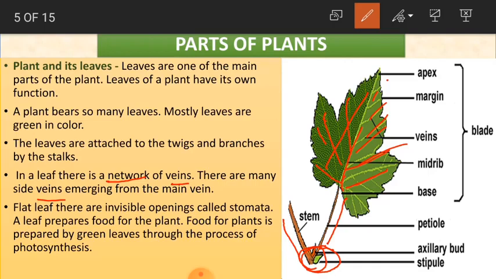Okay, children. Now flat leaves, like most of the leaves, every leaf is again different. As I said, you have different types of leaves also, as we have different types of flowers and fruits. Here also, different types of leaves. So all the leaves are having invisible openings called stomata.